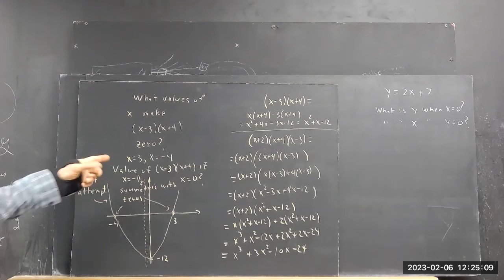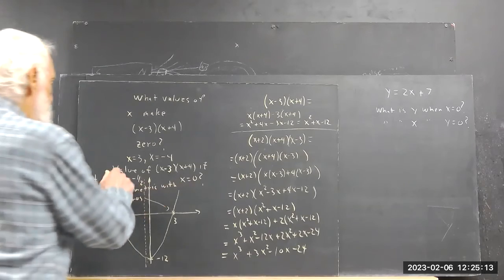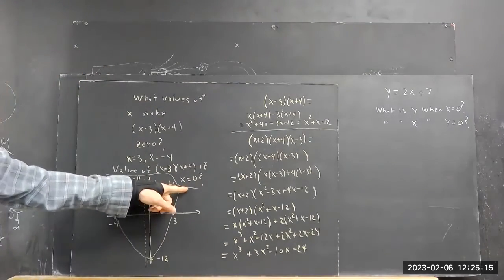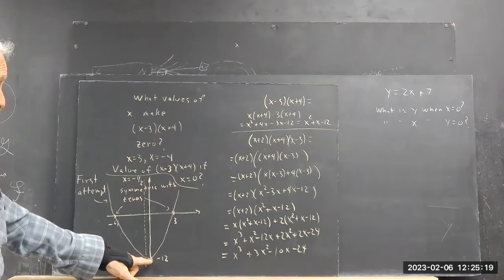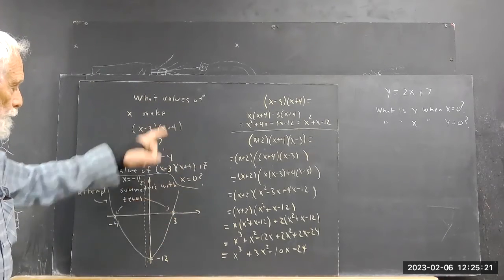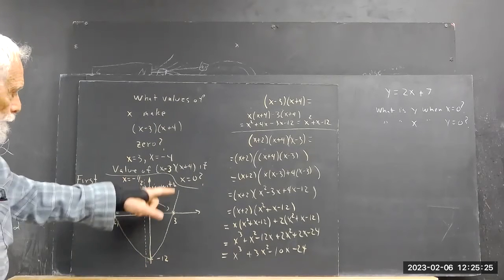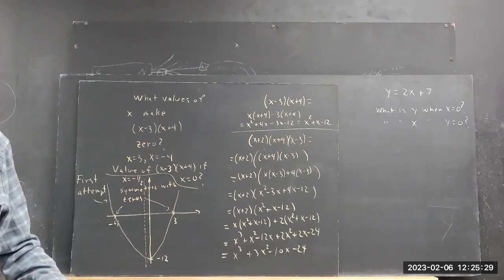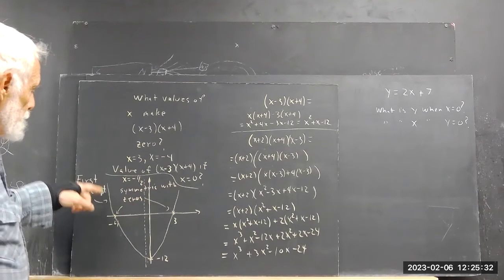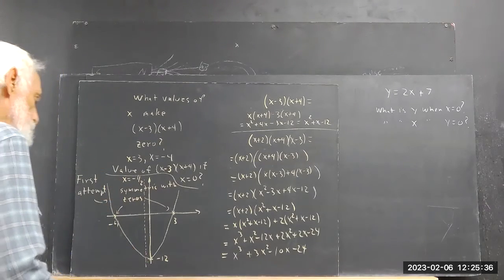And then we ask, what's the value of this if x equals 0? Well, x equals 0, we plug it in, we get negative 3 times 4, which is negative 12. If x is 0 and y is negative 12, that's this point. So we have these points and we get something very much like a parabola. Now, the first attempt usually makes this a low point. That's not really where it should be.